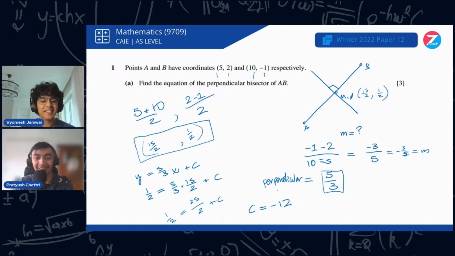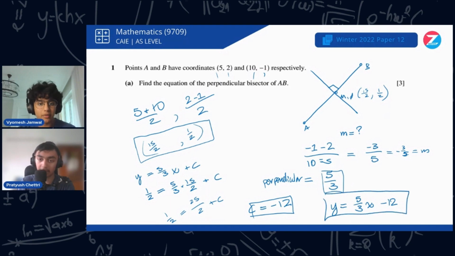There you go. Great. So the final equation of the perpendicular bisector would be y equals 5 upon 3 x minus 12. Boom. Let's also try to recheck it by entering the midpoint into this. Yeah, if you enter the midpoint into that value, you should get correct values.